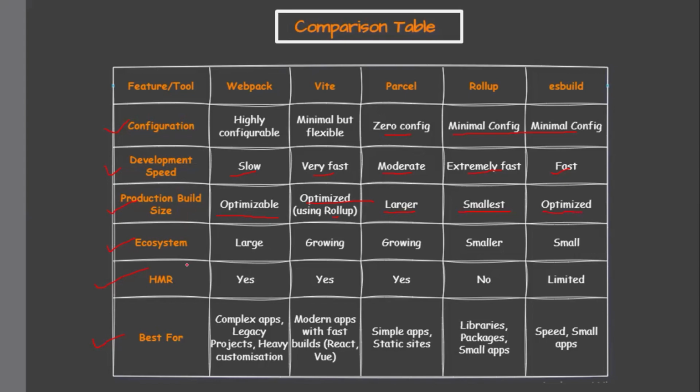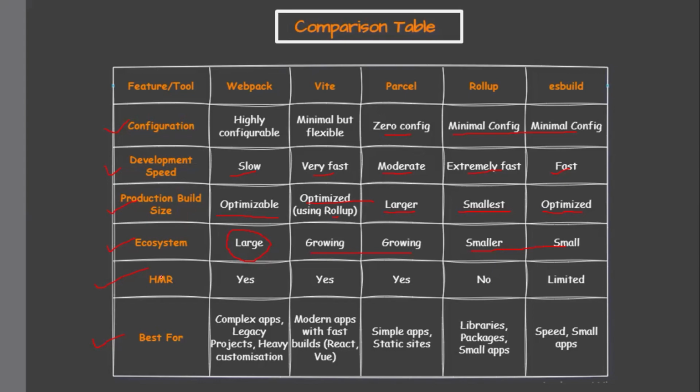When we talk about the ecosystem, Webpack is the winner here because it is the oldest module bundler and it is used by most of the web applications. It has the largest ecosystem and also the largest community. For Vite and Parcel, the ecosystem is growing. But if you talk about Rollup or ESBuild, they are relatively new.